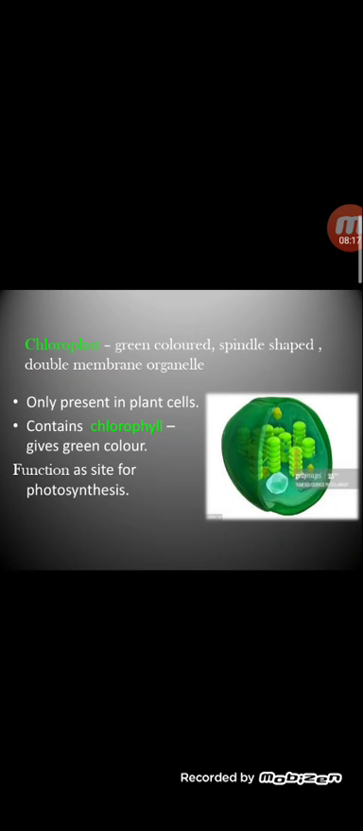Last organelle is chloroplast. So we know this chloroplast is only present in a plant cell. That's why they appear in green color. This chloroplast is a green-colored, spindle-shaped, double-membrane organelle which contains chlorophyll inside, which helps in photosynthesis. So the function of this chloroplast is to be the site for photosynthesis.